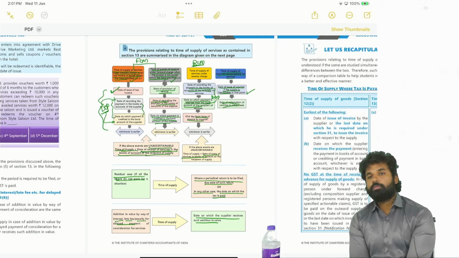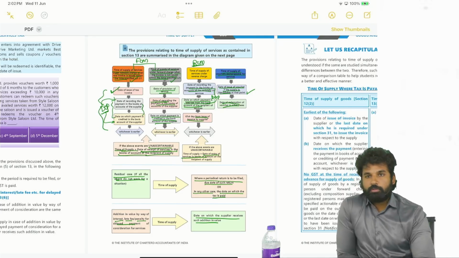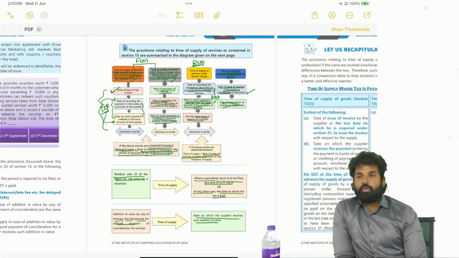For goods, due date as per section 31. For goods, what is the due date? Involves movement, involves no movement. If it involves movement, on or before the date of removal. If it does not require movement, on or before the date of delivery or on or before the date of making available the goods thereof.